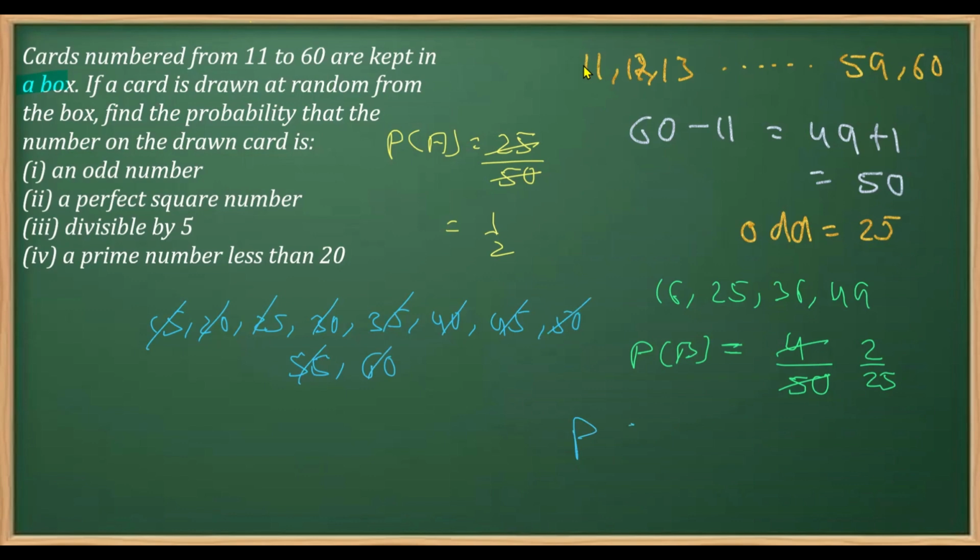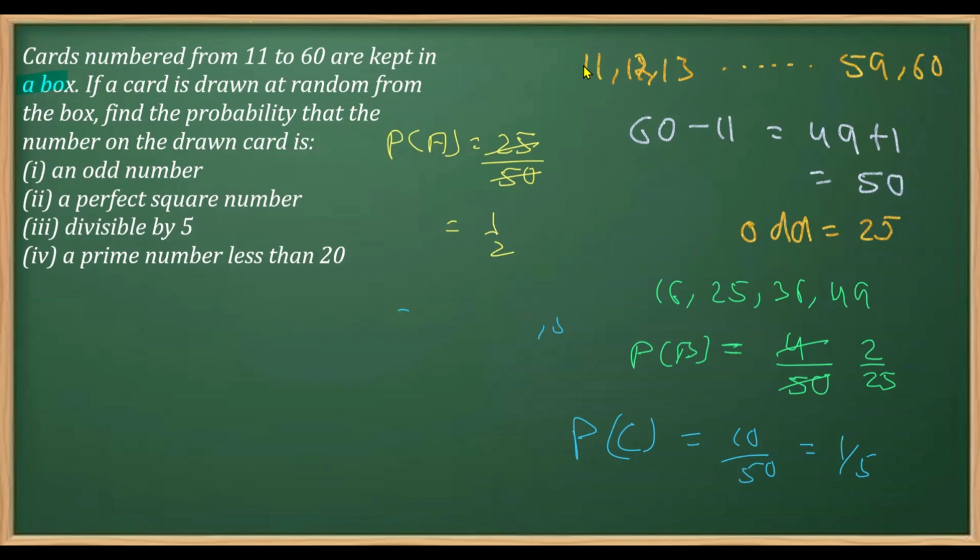So the probability for the third part is: there are 10, so 10 over 50. That comes out to be 1 over 5. That's the answer for the third part. Now I'll do the last part over here.